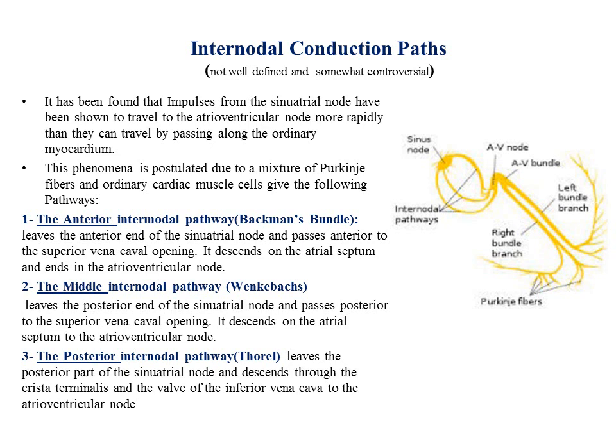Then the middle internodal pathway, Wenckebach's one, leaves the posterior end of the sinoatrial node and passes posterior to the superior vena cava opening. It descends on the atrial septum to the atrioventricular node, the AV node. Then the last one is the posterior internodal pathway, named by Thorel, which leaves the posterior part of the sinoatrial node and descends through the crista terminalis and the valve of the inferior vena cava to the atrioventricular node.